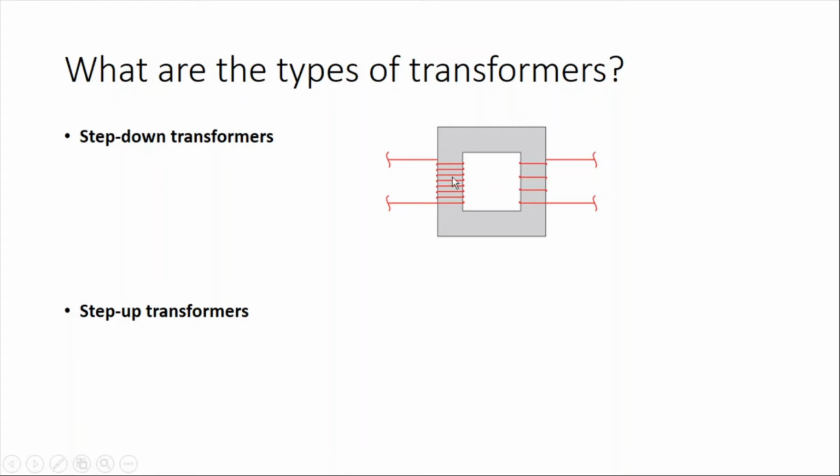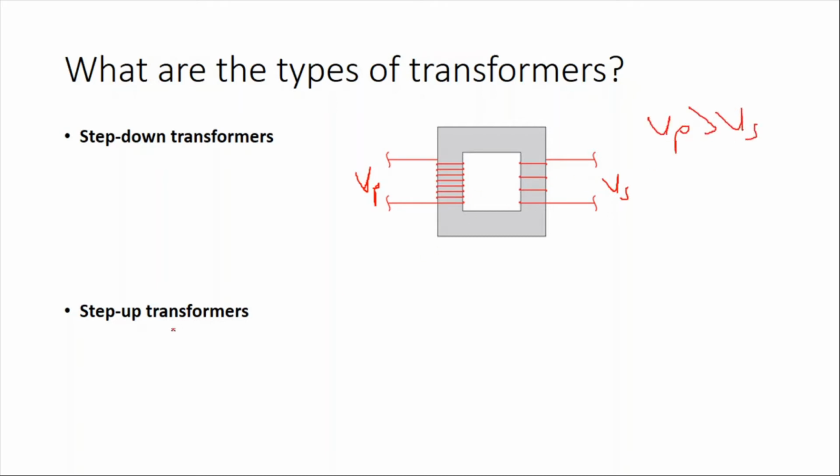This is the number of turns in the primary coil, and this is the number of turns in the secondary coil. When the number of turns in the secondary coil is less than the number of turns in the primary coil, this is called a step down transformer. It decreases the voltage. This is the V primary and this is the V secondary. V primary is bigger than V secondary.